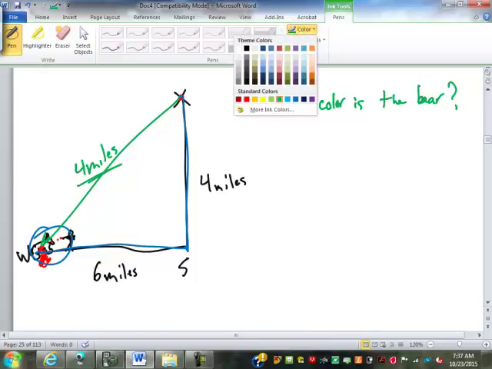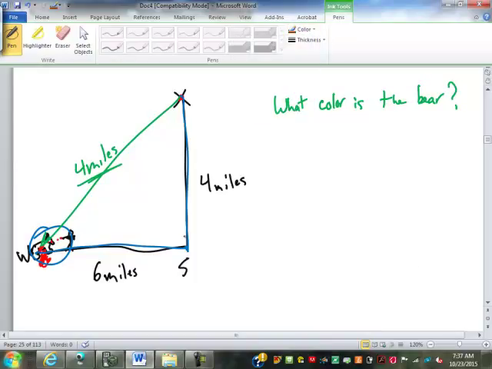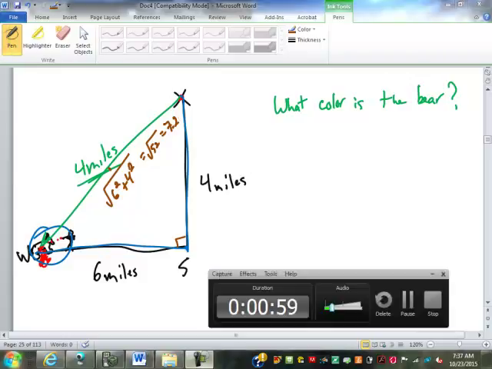Because according to the math we've learned, due south and due west are at right angles from each other, right? Which means this should be the square root of 6 squared plus 4 squared, otherwise known as the square root of 52, which is like 7.2. You should be over 7 miles from camp. How can he still only be 4 miles?